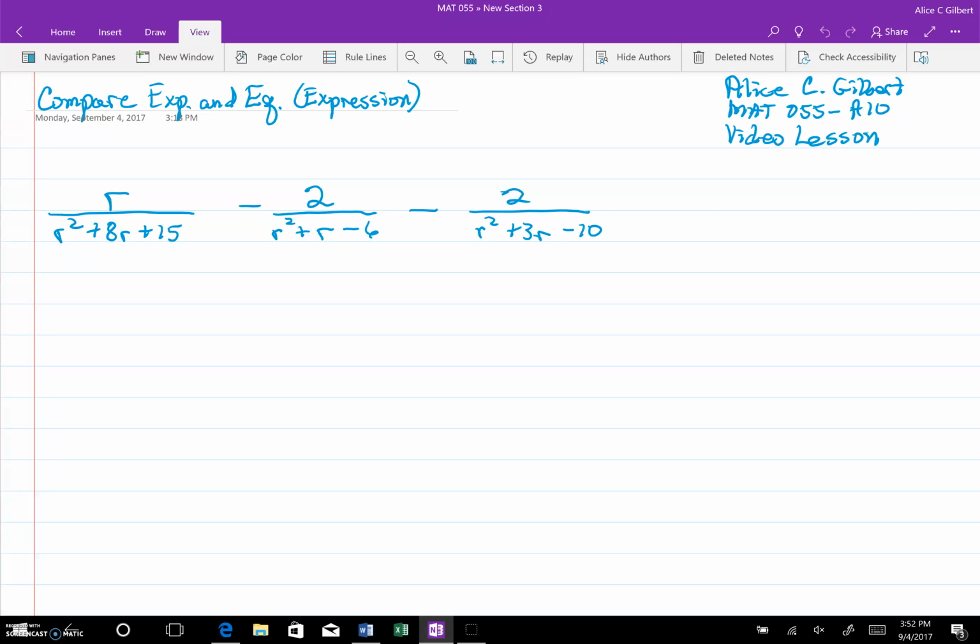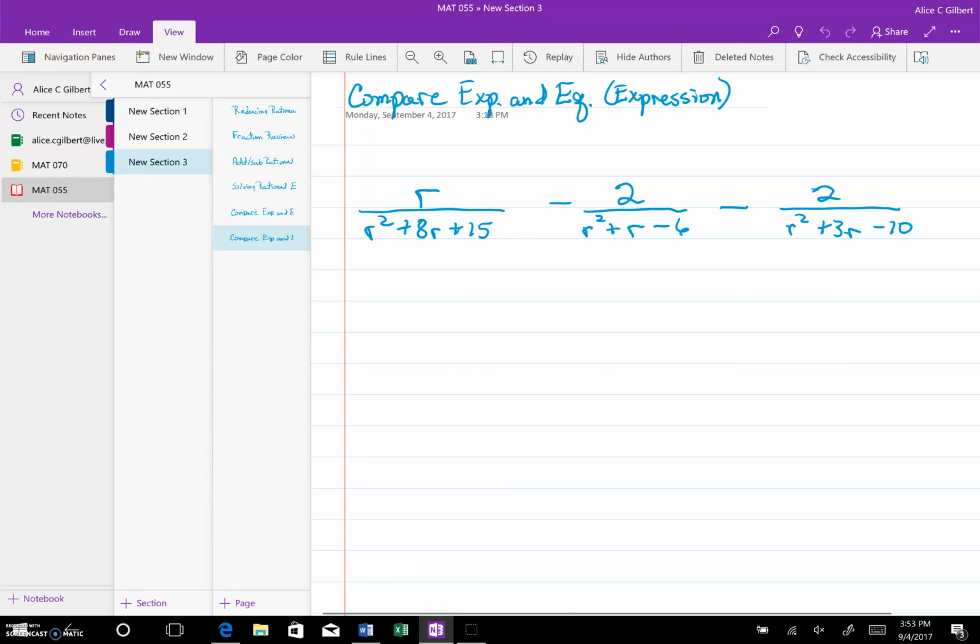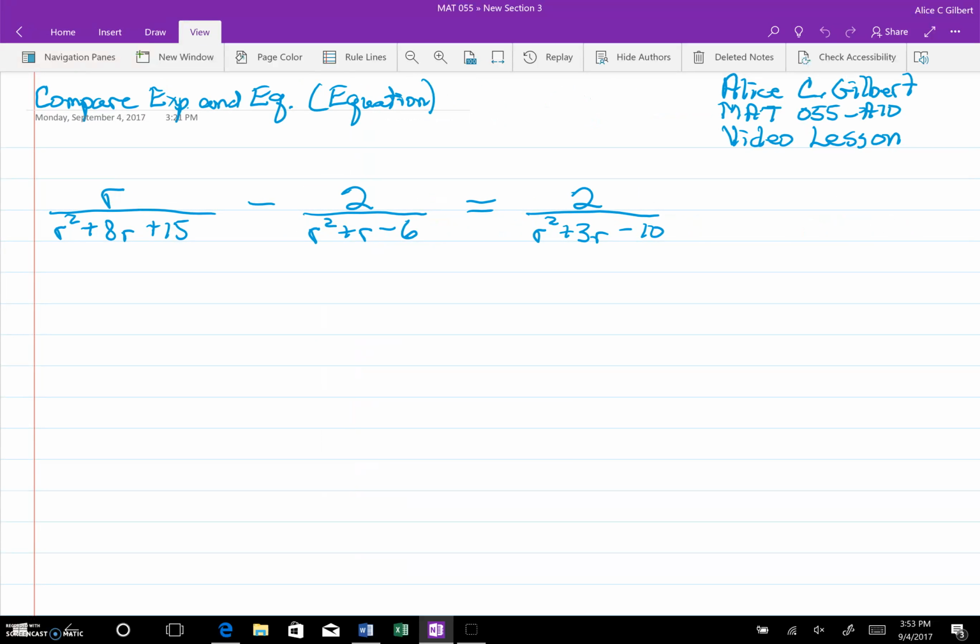Okay, so in this example, I am going to do an expression and an equation both exactly at the same time, so you can see exactly what we do the same and what we do differently. You notice here, this one is an expression because it has no equal sign. That means we're going to simplify it, we're going to get an LCD, and we're going to keep our denominators.